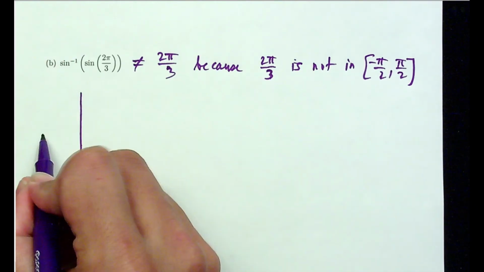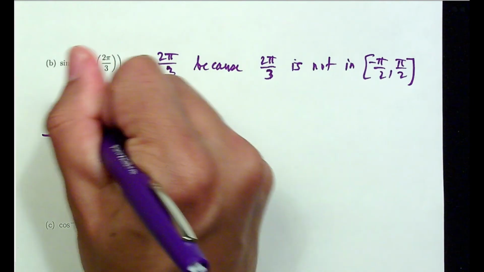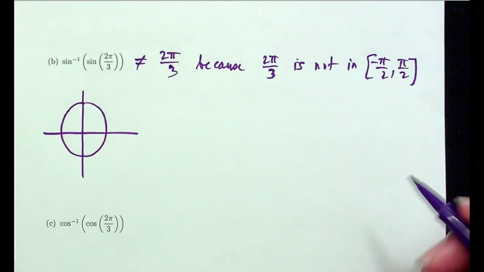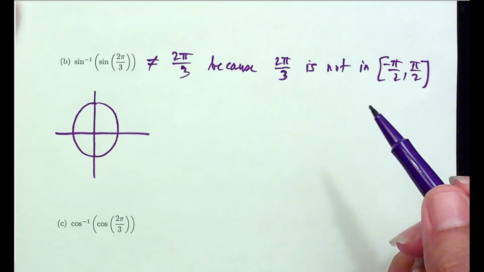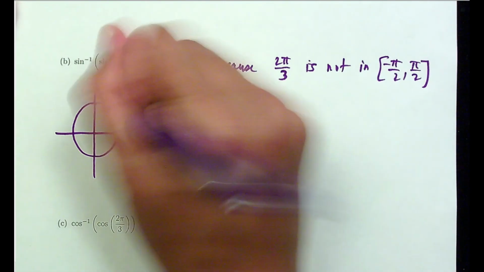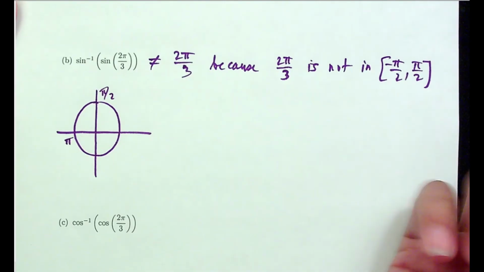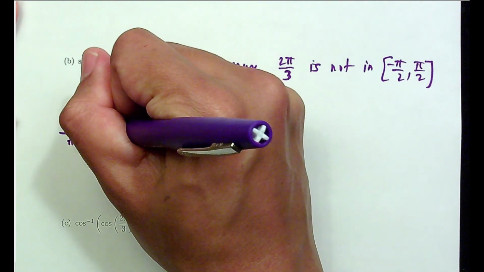So let's draw a picture. 2/3 pi, or 2 pi over 3, 2/3 is between 1 and a half. So that means this is in the second quadrant. Somewhere, doesn't matter, draw it there.